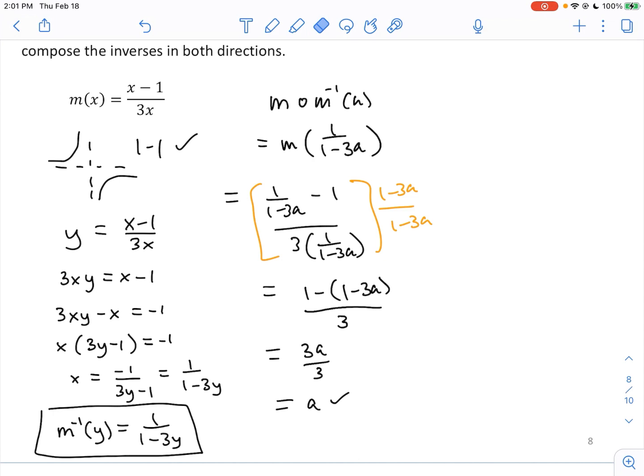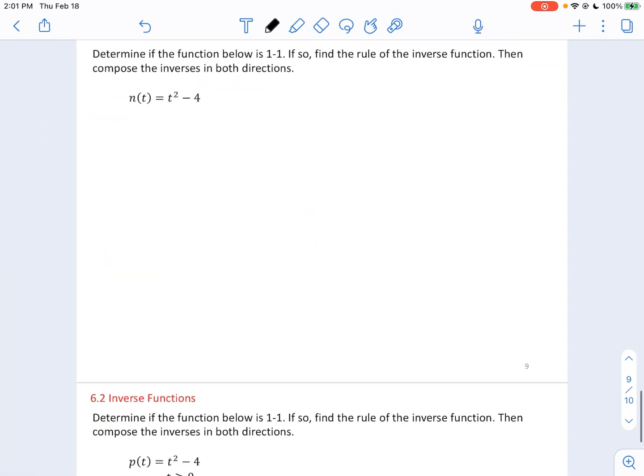And now let's do the other direction. For time's sake, I'll leave it to you, but you should also show that when you do this direction that you wind up getting just a again. And I'll leave it to you to confirm that. Let's go to the next one.